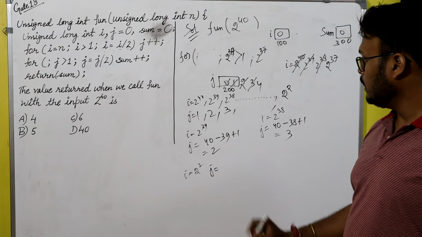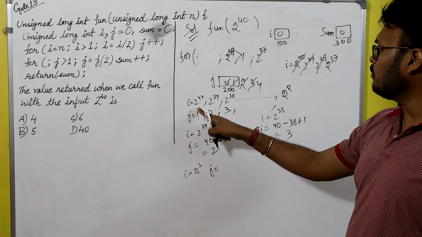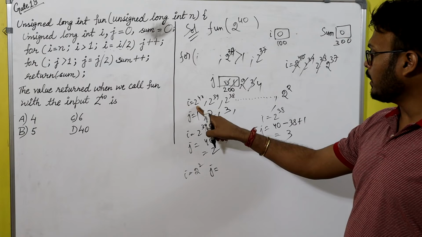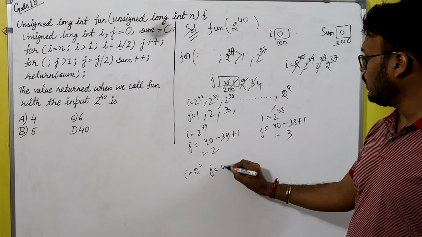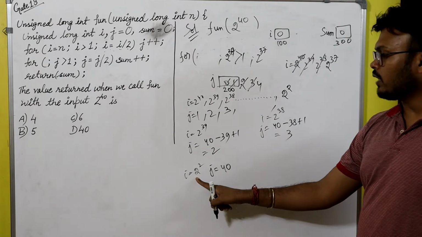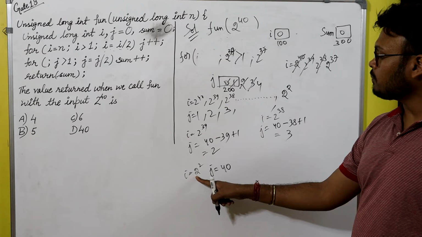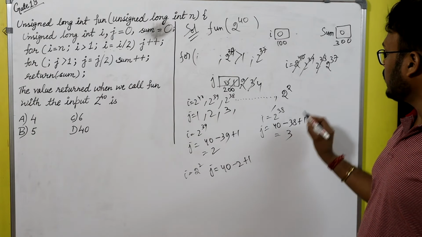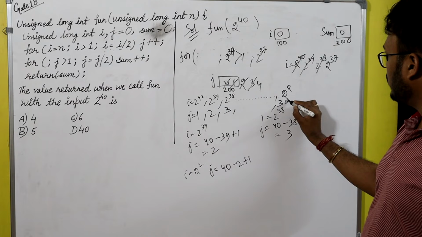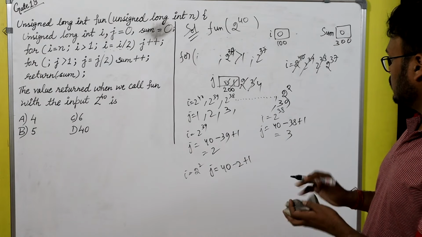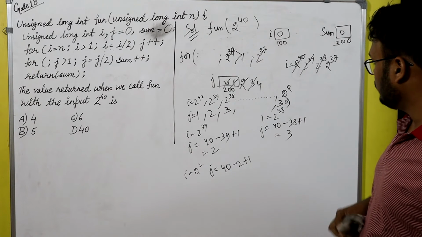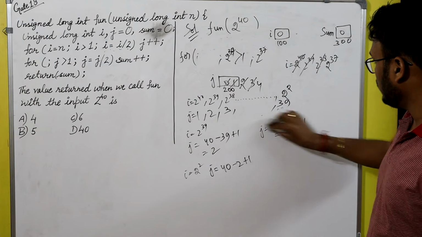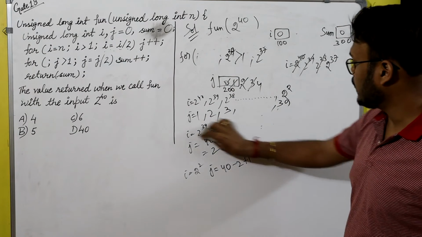J is equal to, initial value of I was 2 to the power 40. So, what is the power? 40 minus current value of I, which is 2 square. So, what is the power of 2 square? 2. 40 minus 2 plus 1. So, 38, 39. So, the j value is 39 right now. Fine. So, let me rub this. So, j value is 39.